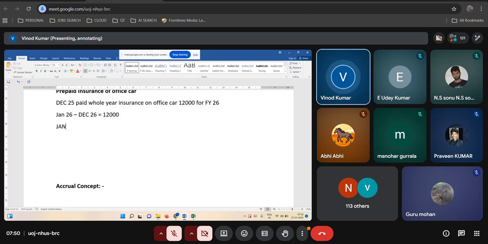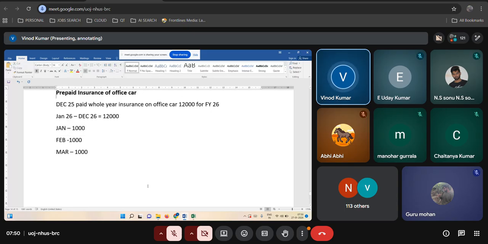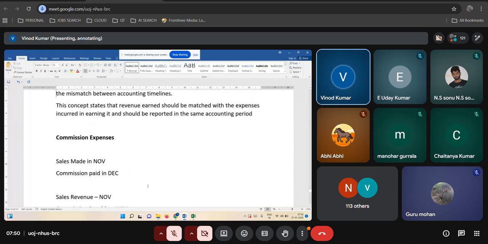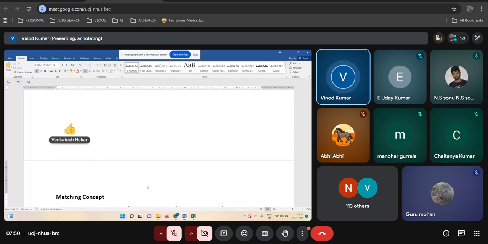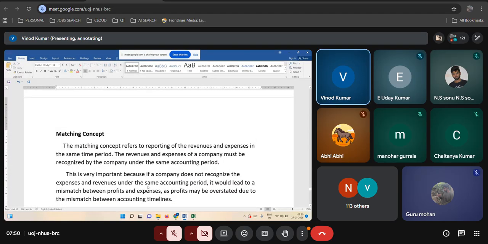January month, what is the amount? 1,000 rupees. February, 1,000. March, 1,000, up to December. Like this, every month we need to recognize these expenses. That is called the matching concept, guys. Recognizing revenue and expenses in the same accounting period is called the matching concept. The matching concept refers to reporting of revenue and expenses in the same time period.